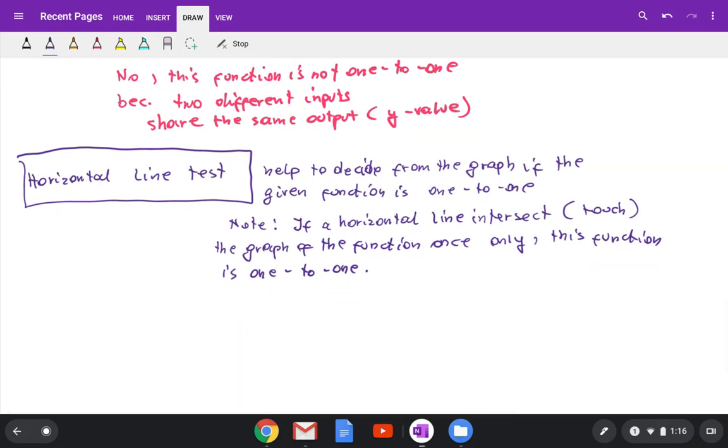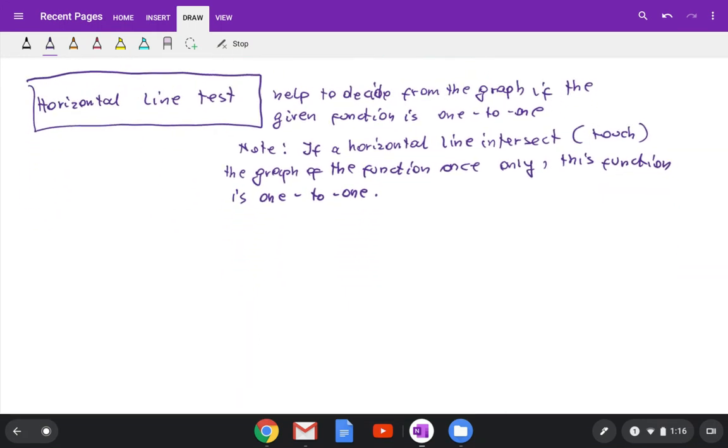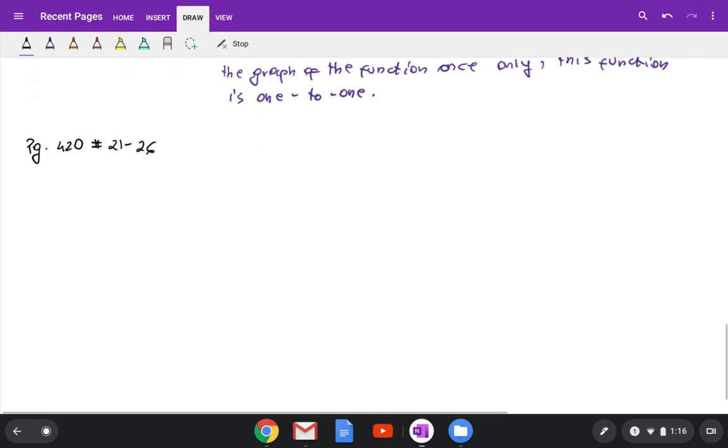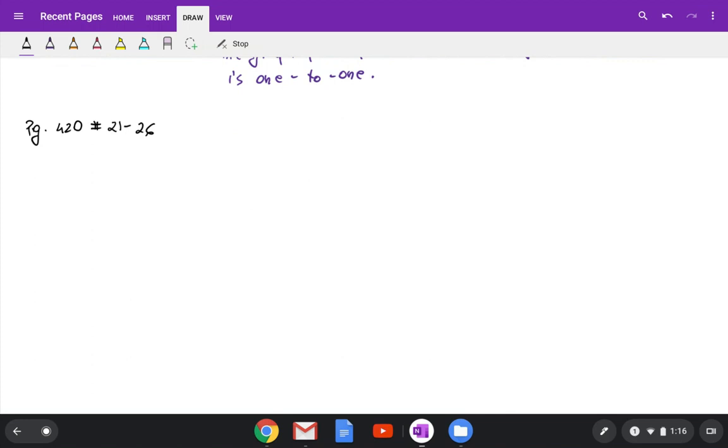Okay, so let's do a couple of examples with the horizontal line test. And the best way to practice that will be also the problems from your textbook, page 420. And we will solve problems 21 through 26. Okay, so 21 through 26, they give you graphs. Okay, and we just need to decide if we have a one-to-one function.